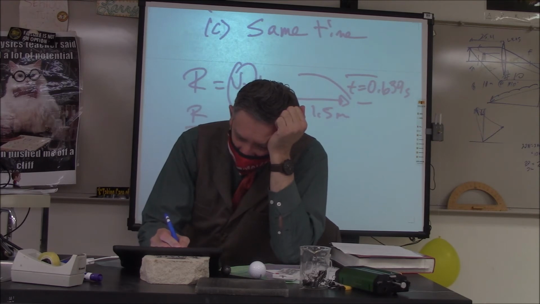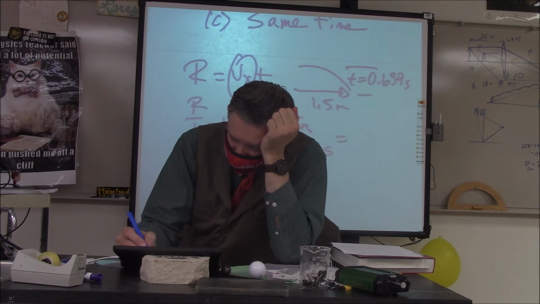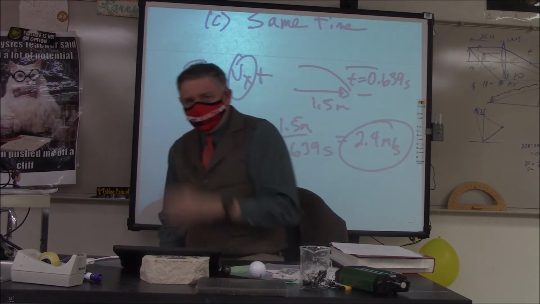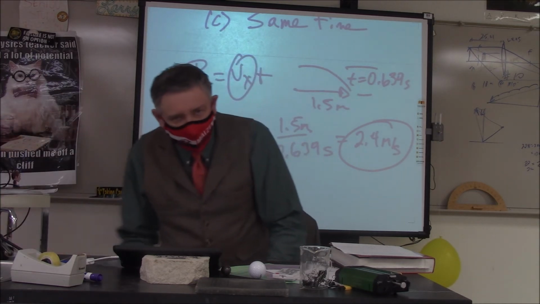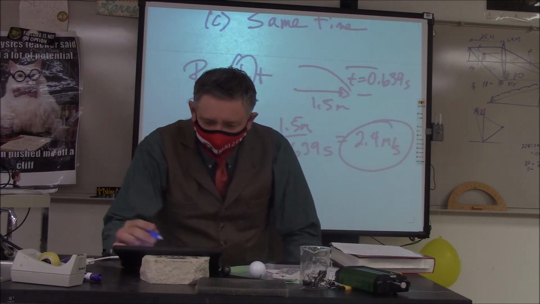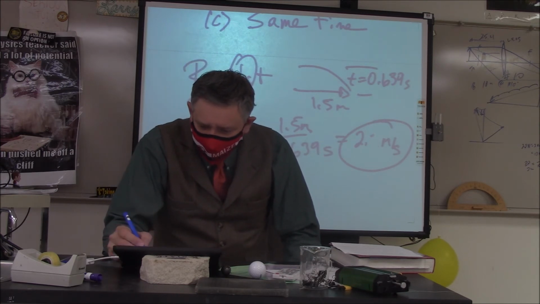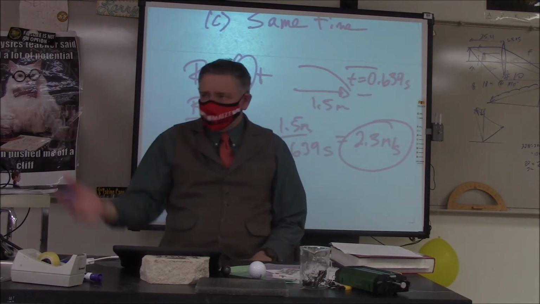So you've got range over time equals Vx. So I'm going to take 1.5 meters and divide that by 0.639 seconds. 2.35. So call it 2.4 meters per second. Which isn't all that fast. I mean, I'm old and I can run faster than that. I can probably walk faster than that. It would just be 2.3 because I rounded it up to the 5. All right, 2.3 meters per second.